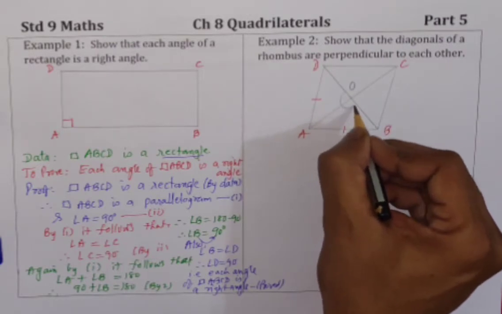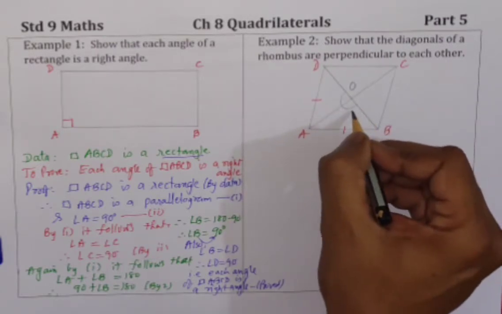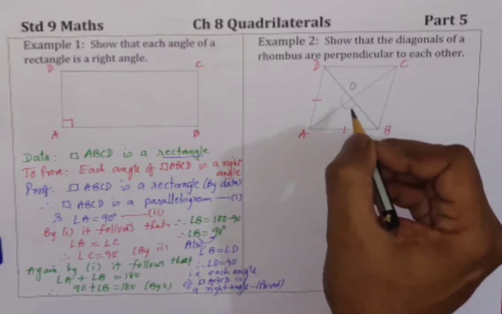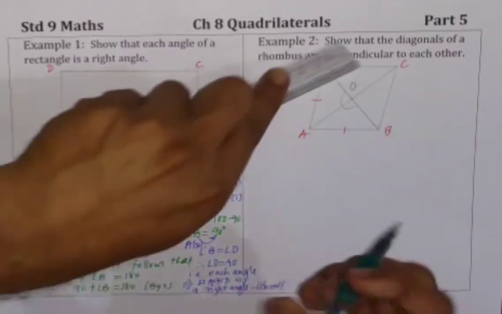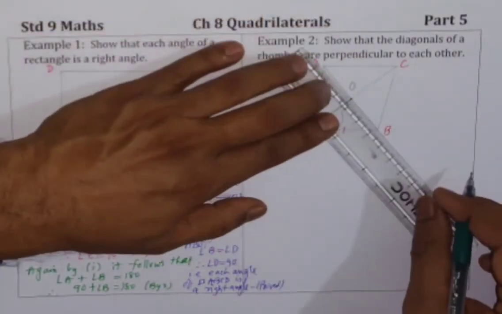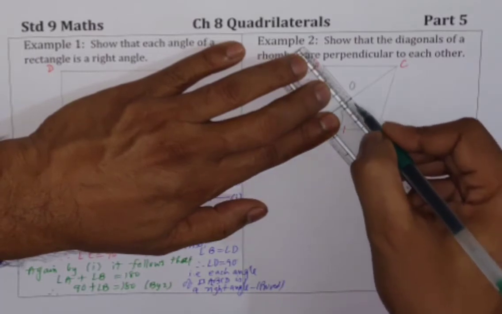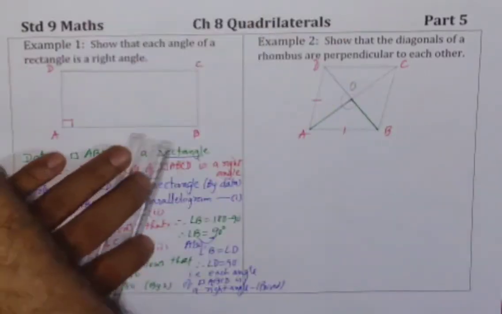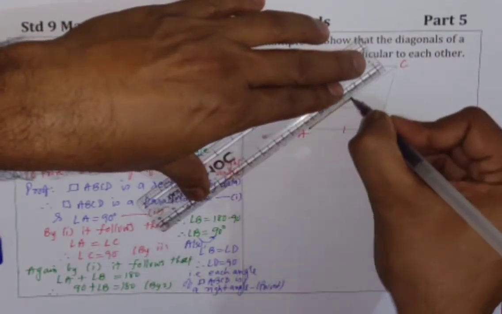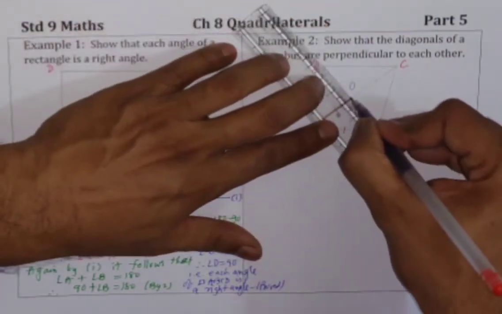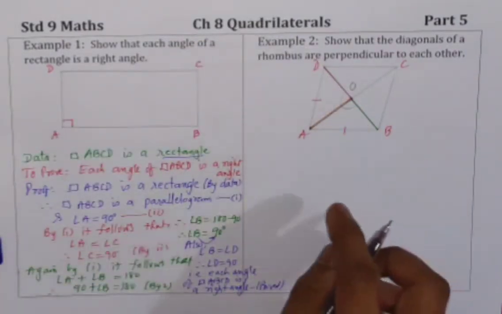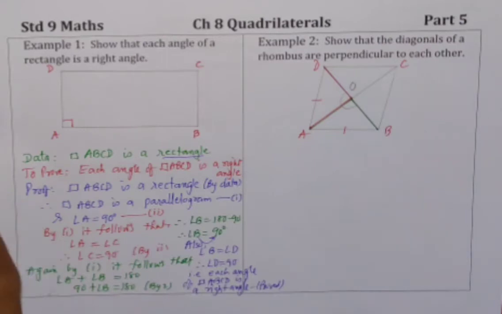ये और ये angle linear pair बनाता है. So if this is 90, this is also 90. That means they have to be congruent, equal. Alright? Which angle has to be equal? Angle AOB. If angle AOB is equal to angle AOD. Correct, children? If they are equal, then each will be 90. So this diagonal will be perpendicular.